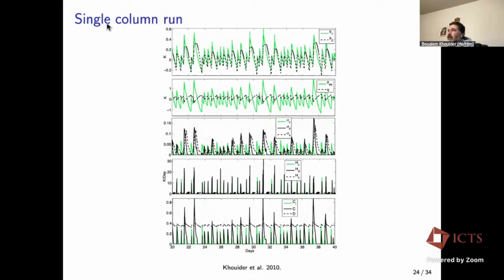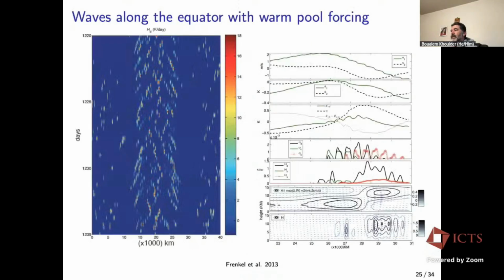We call it single column run. You get these oscillations for θ1 and θ2, and then theta EB, and then you get congestus, deep, and stratiform heating, etc. But what I want you to pay attention to is the cloud area fractions, where you get congestus peaks followed by deep, followed by stratiform, and so on. So this is the same story that happens all over, as we will go through.